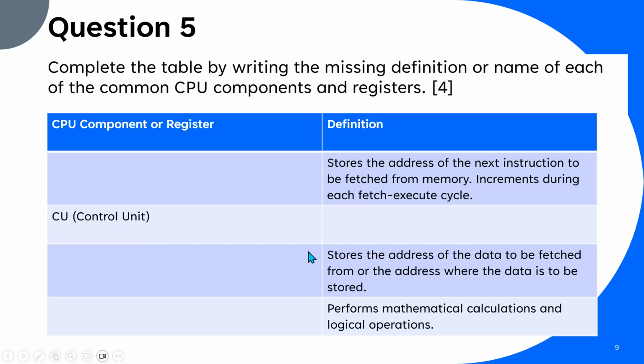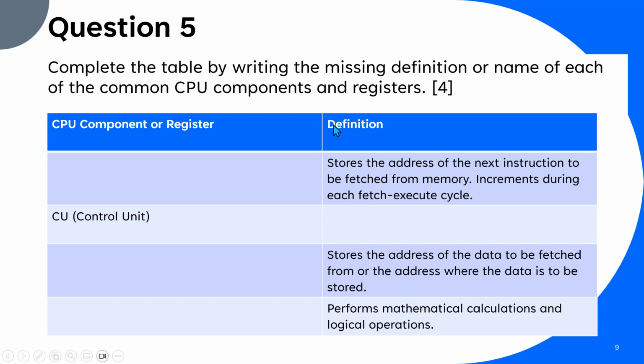Question number 5. Complete the table by writing the missing definition or name of each of the common CPU components and registers. So as I say, you need to know about the registers, right? So you may be presented with it like this. There are similar questions. It might say, describe 2 registers. You might have to read a description and identify the register. This one's just presented in a table.